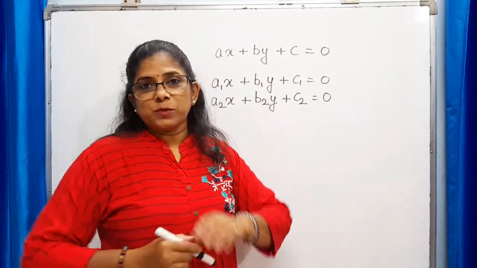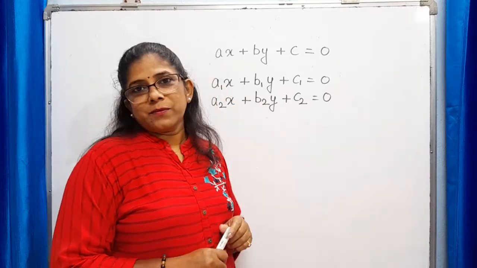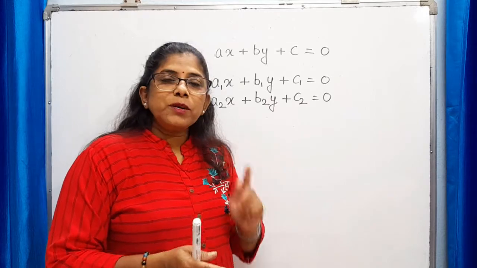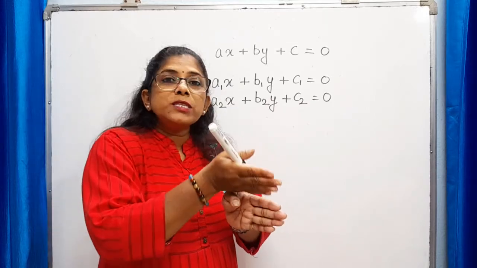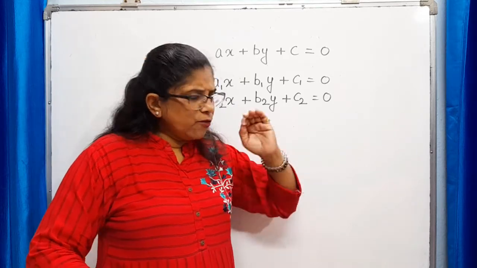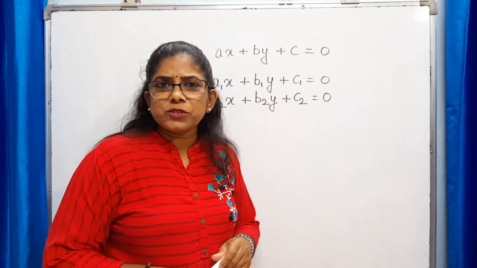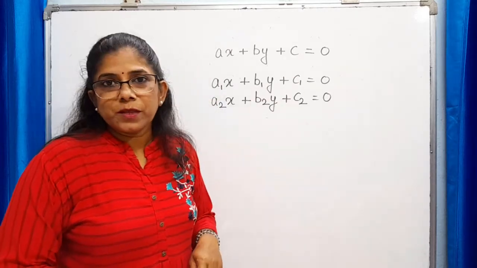There is one more possibility, that both the equations represent the same line, or we can say both the lines are coincident, means they follow each other. So in that case, each and every point is the point of intersection. Each and every point on that line is the solution.